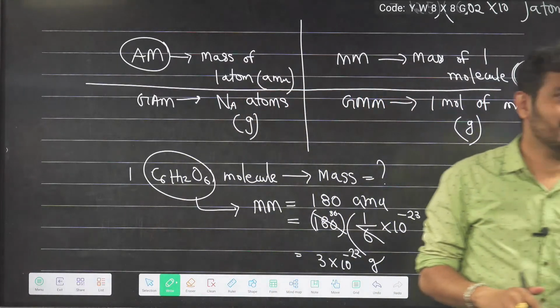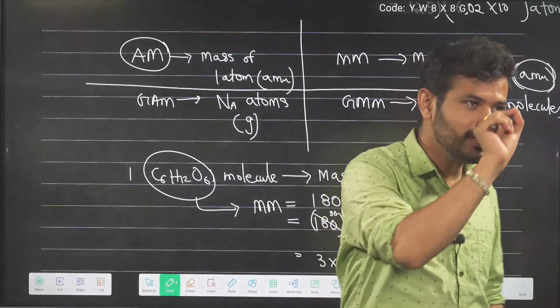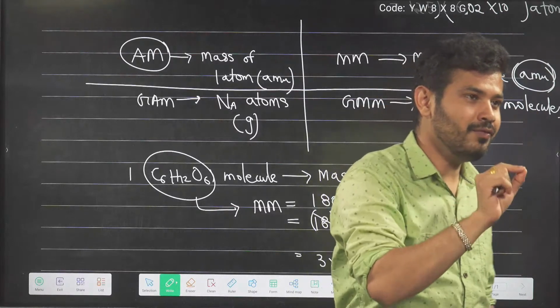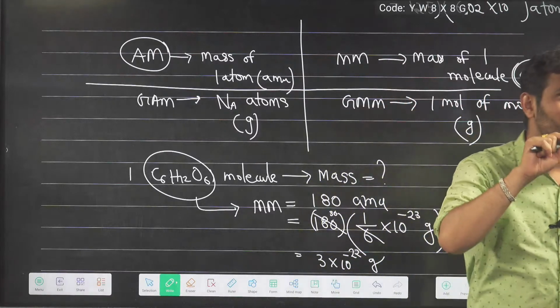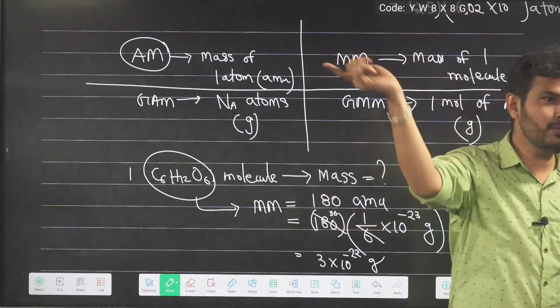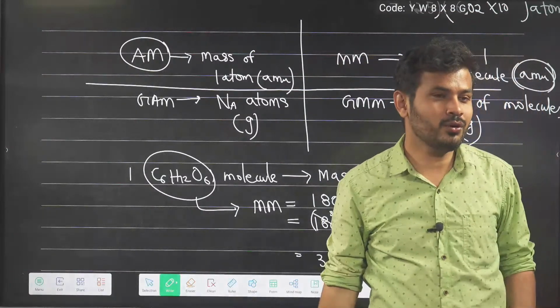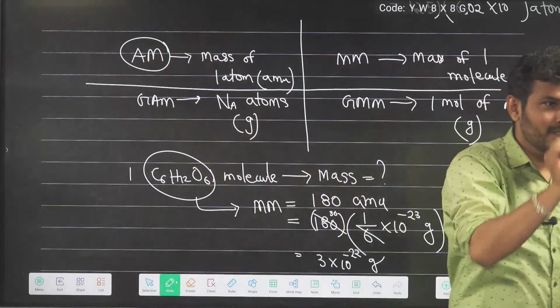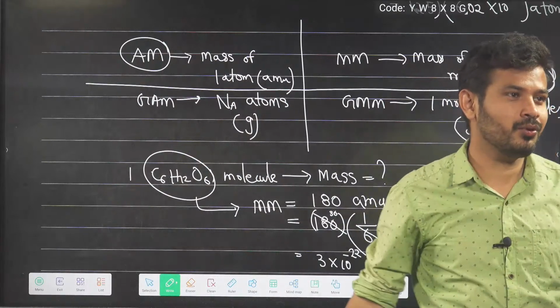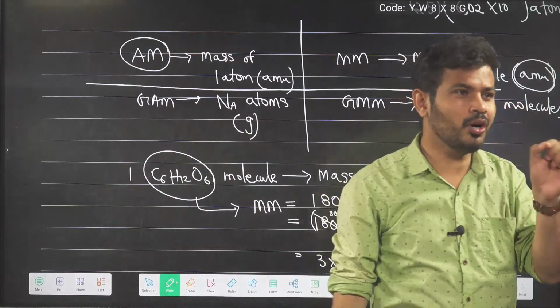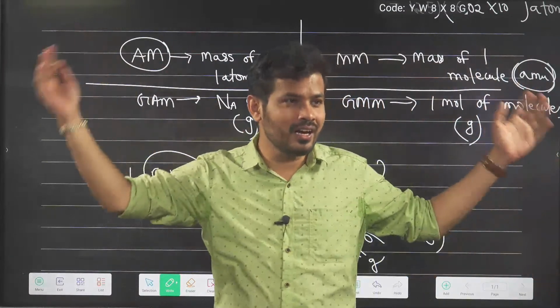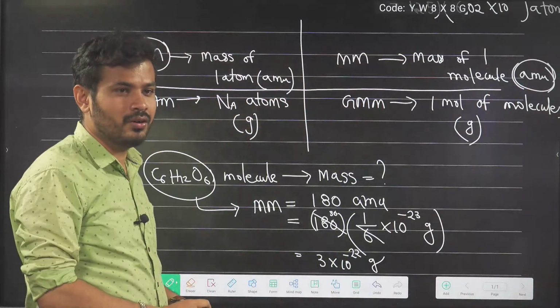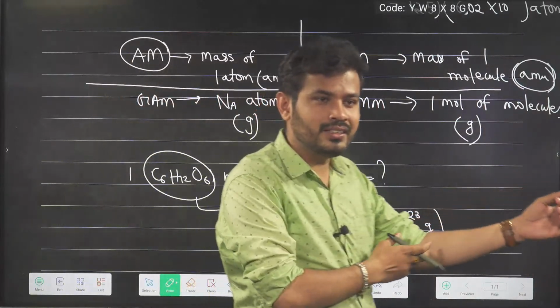If AMU is just a drop of water, gram is an ocean full of water. If the whole ocean contains this much water, that is 1 single gram, then 1 single drop of water is 1 AMU. So AMU is a very small unit, gram is a very large unit. Please do remember. Okay, so once again the NH3 example.